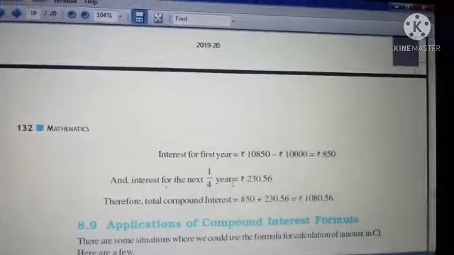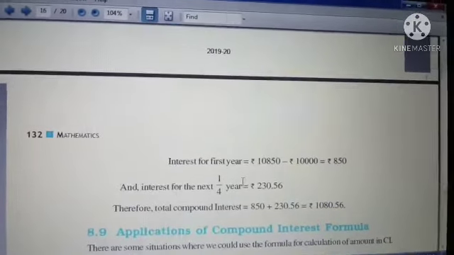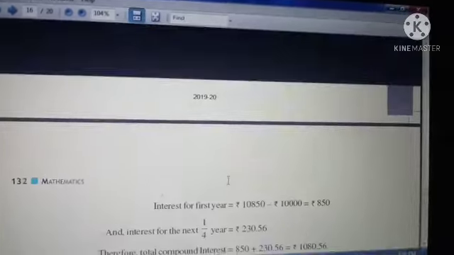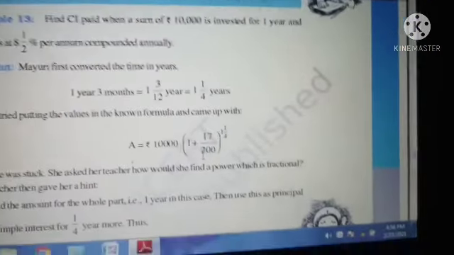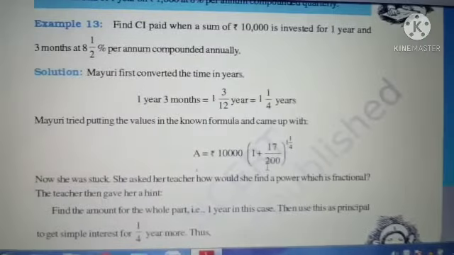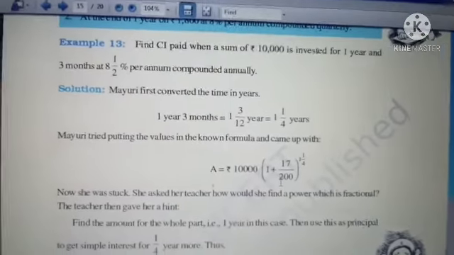Understood? So in today's class we have discussed how to find the amount when the rate is compounded annually and compounded half yearly. That we have discussed today. I have given example number 13 as your homework.